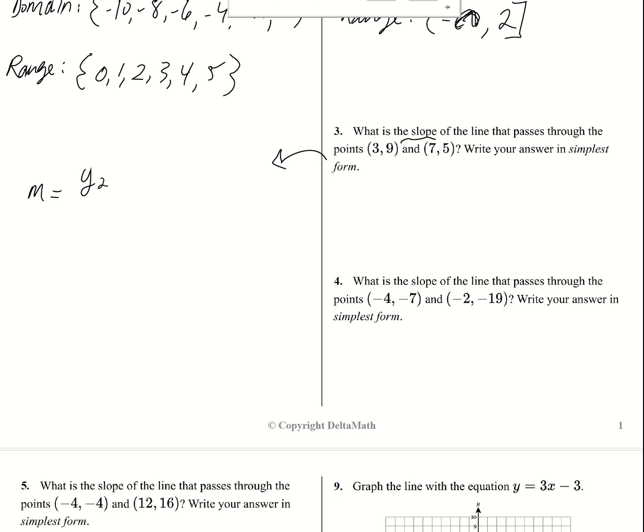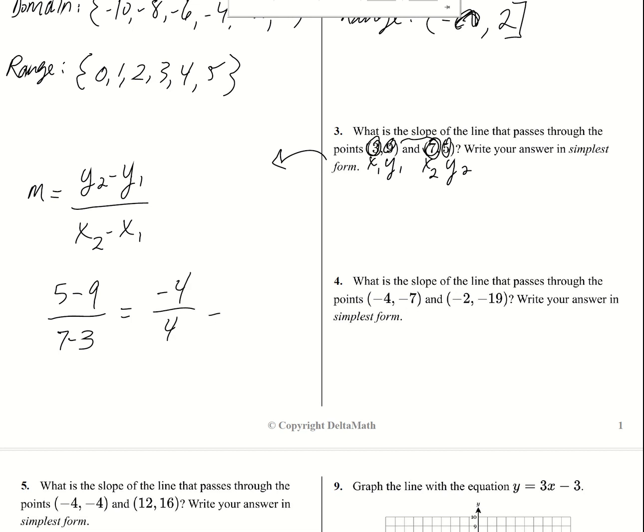So it's y2 minus y1 over x2 minus x1. So here would be x1, y1, x2, y2. So we can do 5 minus 9, y2 minus y1, over 7 minus 3, x2 minus x1. So that ends up being negative 4 over 4, which is negative 1. So that's the simplest form. The slope is negative 1.